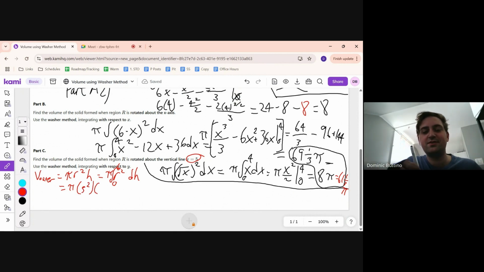Height from 0 to 6, that's just going to be 6. What do we get? Well, 25 times 6 is 150, or 150 pi. That's not the answer. Okay, let me show you the integral way to do this.